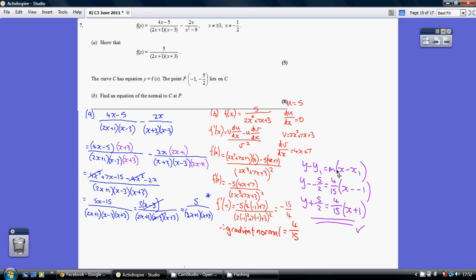So substituting it into our C1 formula, which is this, there's our x1, there's our y1, there's our gradient. Minusing a minus is a plus, so we end up with that as our final answer. No need to take it any further than that, because they did not require us to have our equation of the normal in any particular format, so that's fine. Don't waste your time multiplying out and making it y equals or whatever. That's your final answer.